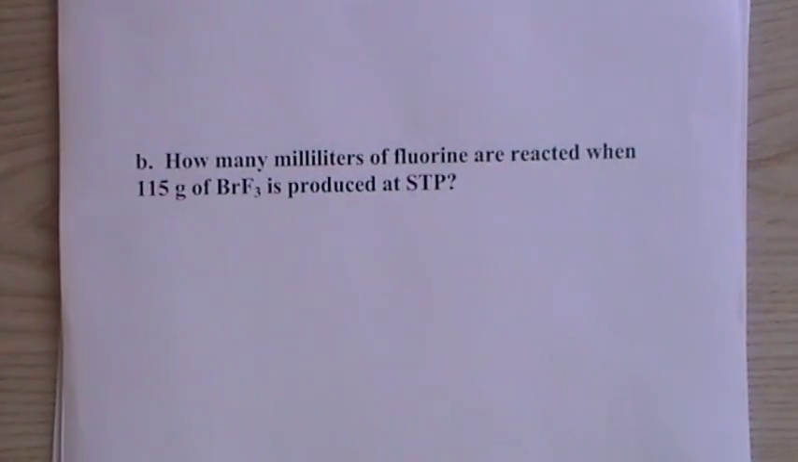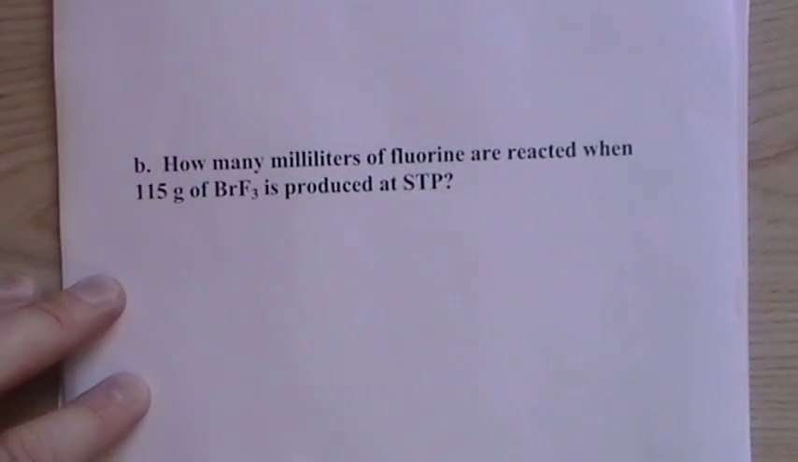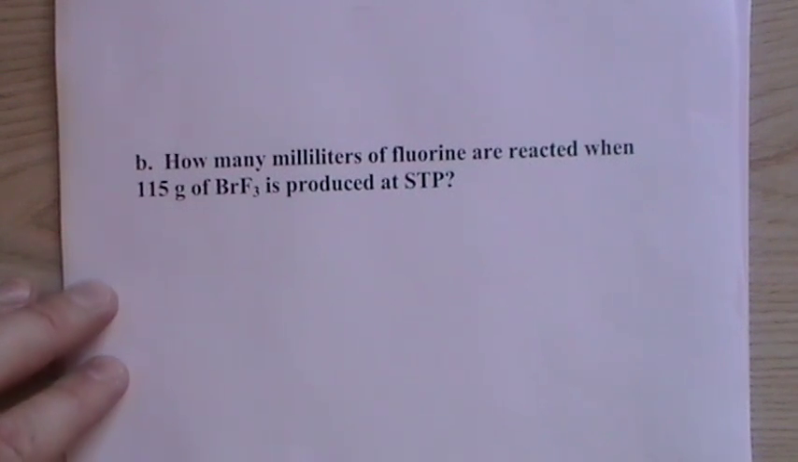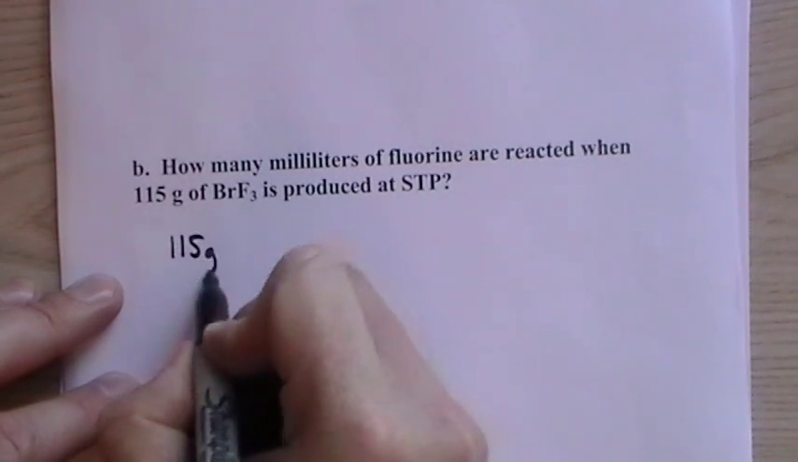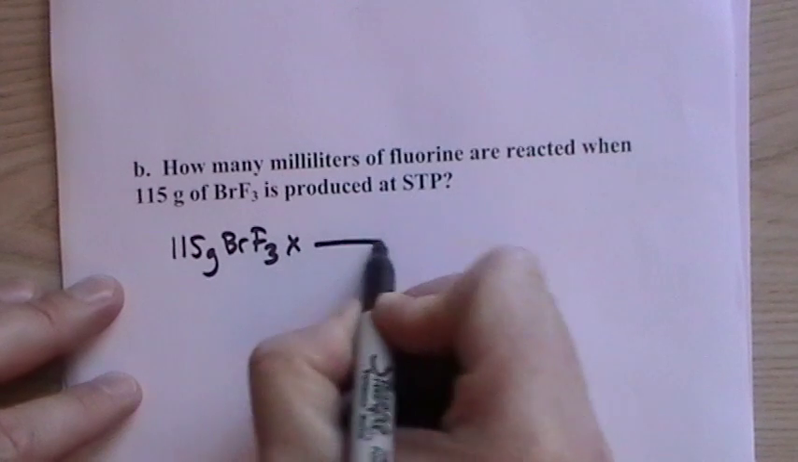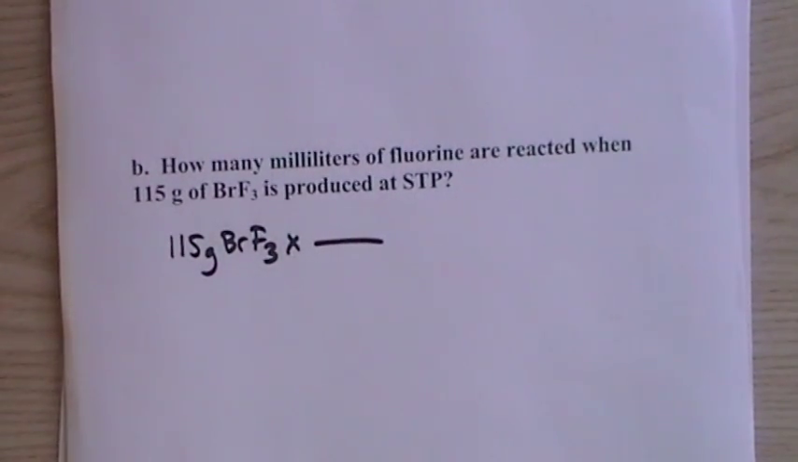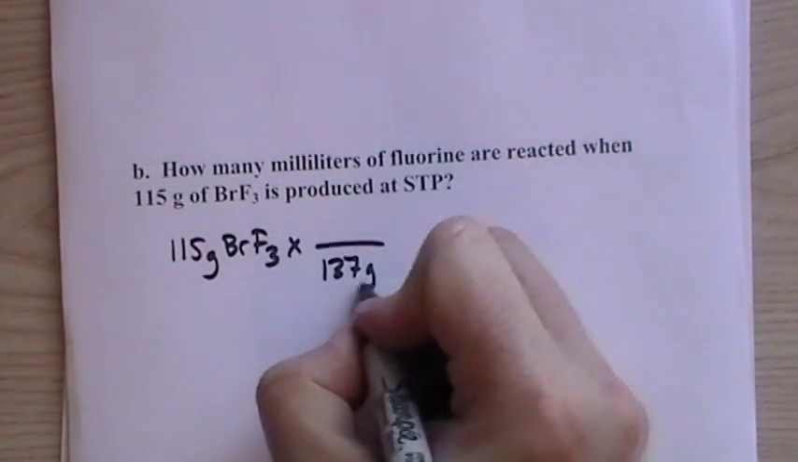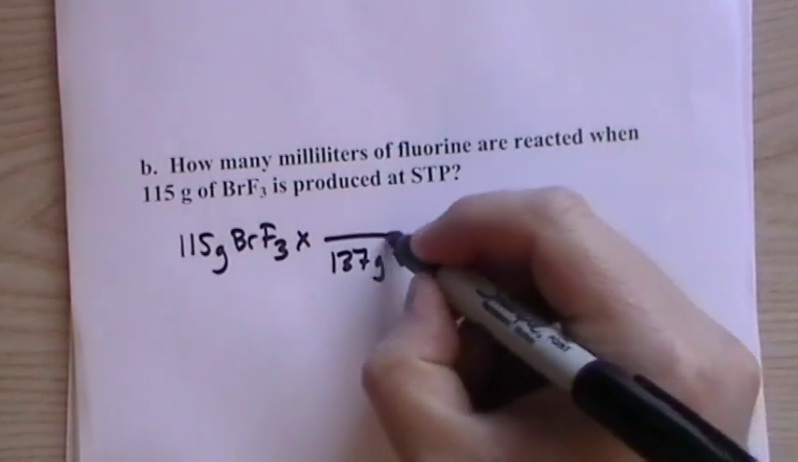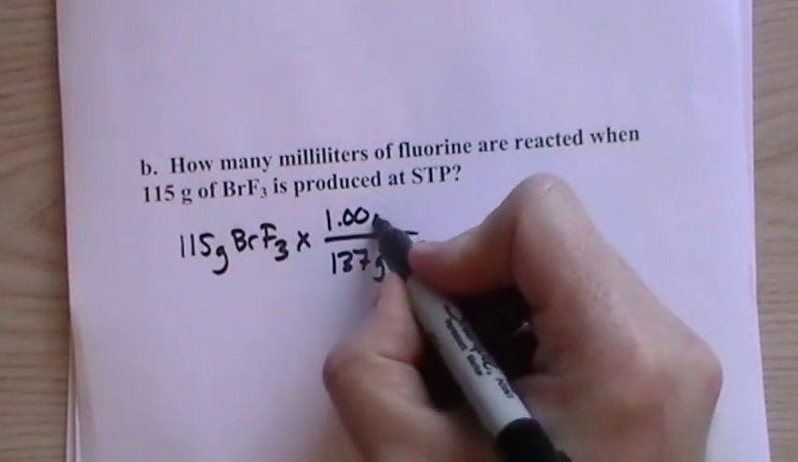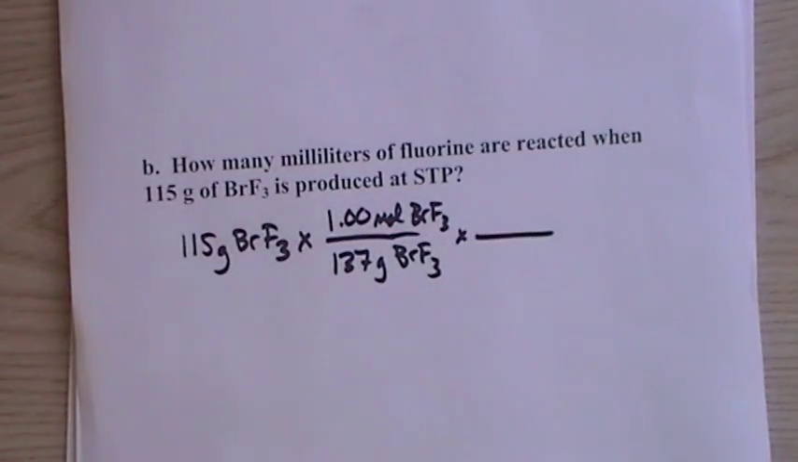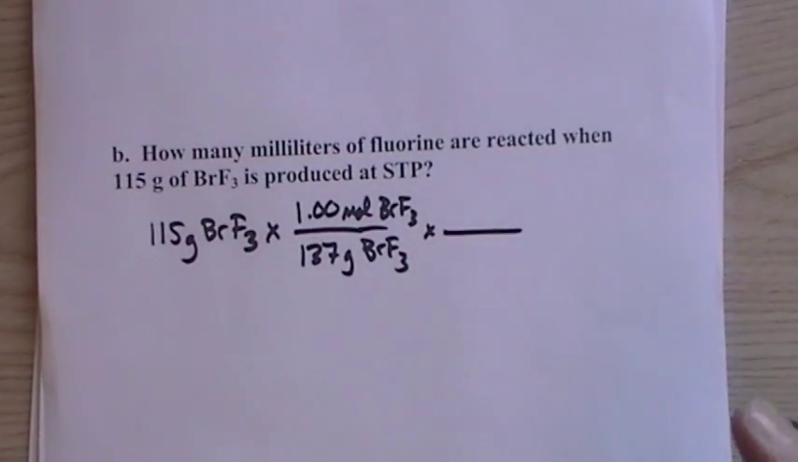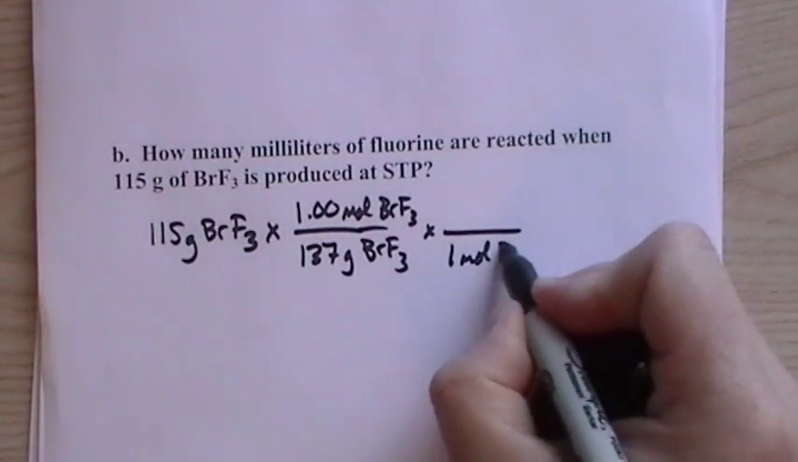And then: how many mils of fluorine are reacted when 115 grams of bromine trifluoride is produced at STP? Okay, so there's a couple of ways of doing this. I'm going to do this out first as the regular type of problem. We have to convert to moles. So bromine is 80 plus, we get 137 grams. That STP also gives us another route to take for solving this. In the more complicated problems, there are more ways of doing the problems. I'd focus on just one type first. I'll show you this other type in a second.